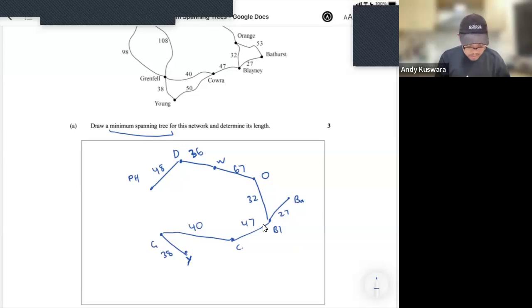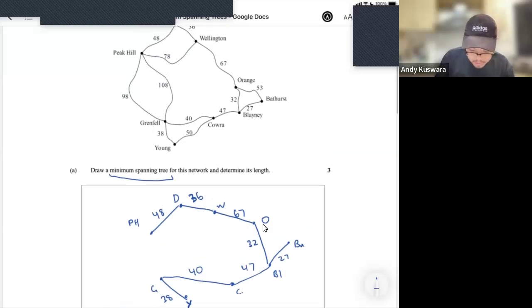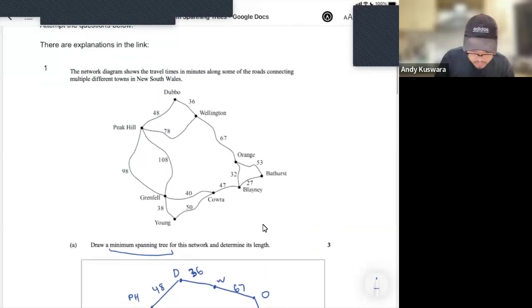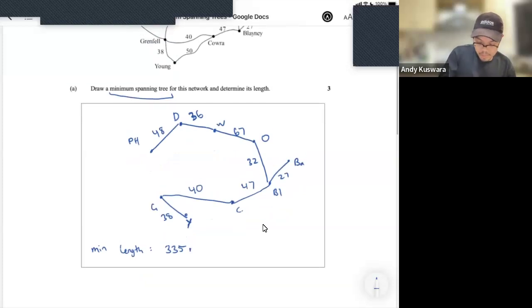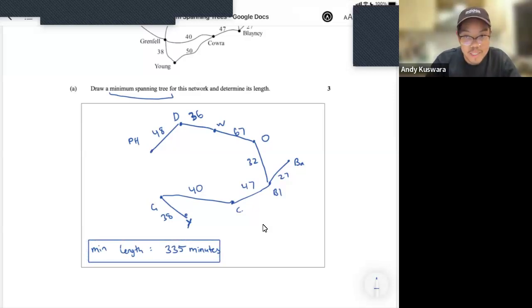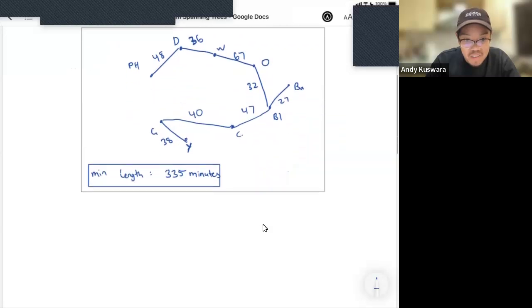48 plus 36 plus 67 plus 32 plus 27 plus 47 plus 40 plus 38. Add it all together. Length, and technically it's the minimum length as well. It should be 335, and I believe this is kilometers. Oh, minutes. Okay, glad we read the question. That's the minimum length of the spanning tree, 335 minutes. And I think that's it.